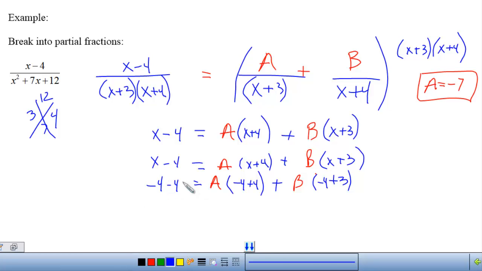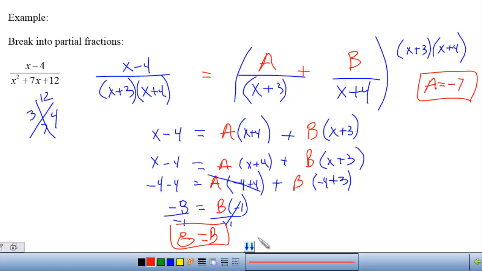And now we'll just condense. So -4 minus 4 is -8. A times -4 plus 4, that's a 0. So that cancels. And that leaves me with b times -4 plus 3. -4 and 3 is a -1. I'll divide both sides by that -1. And b equals 8. So now what I found out is that this is actually comprised of -7 over this quantity plus 8 over that.